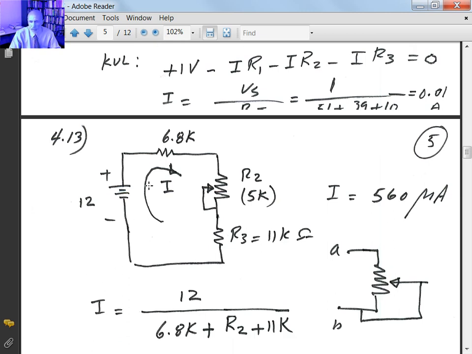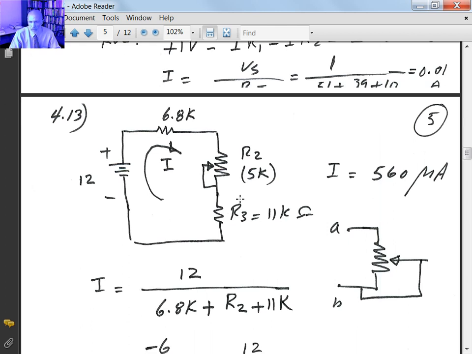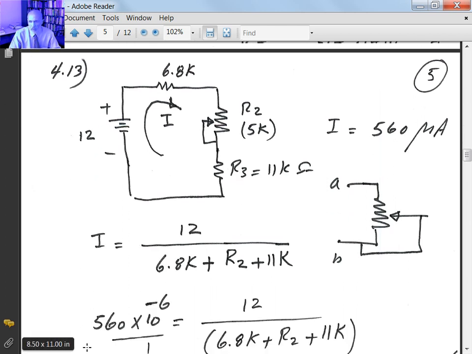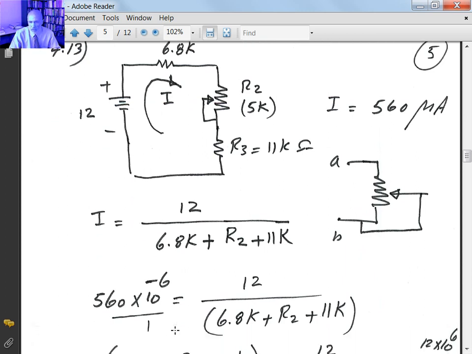So the current I would be equal to 12 divided by 6.8K plus R2 plus 11K. R2 we need to determine. It's not equal to 5K, that's just the total pot setting. The current is 560 micro, that's 10 to the minus 6. It has to be equal to 12 divided by 6.8K plus R2 plus 11K.